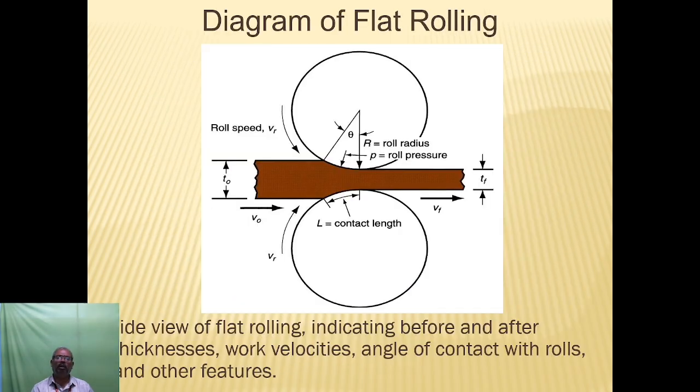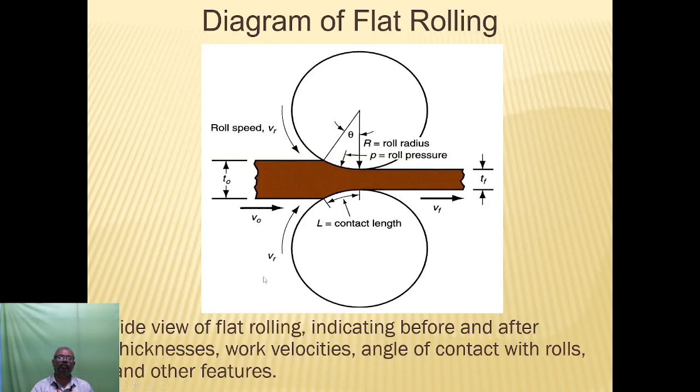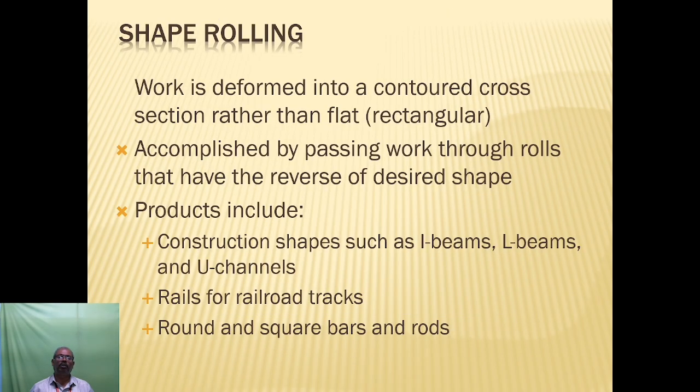This is a diagram of flat rolling. This is the side view of flat rolling. It is indicating before and after thickness, work velocities, angle of contact with rolls and other features. So this T0 is the initial thickness of the workpiece. The Tf is the finished thickness of the workpiece. So these are roll radius, contact length. These are the parameters involved in the rolling.